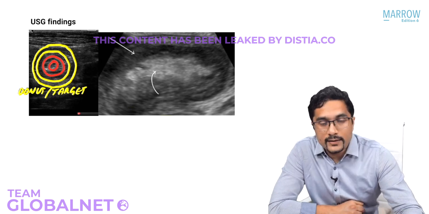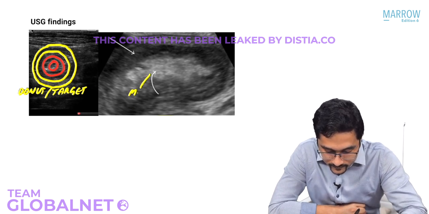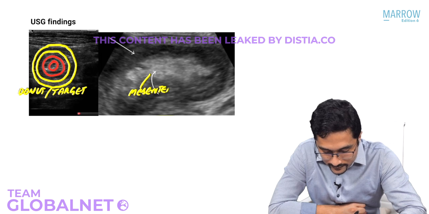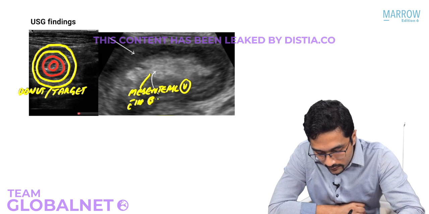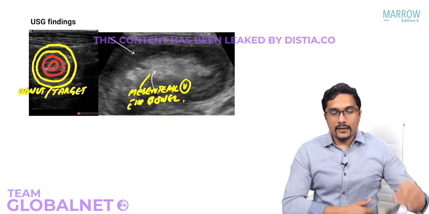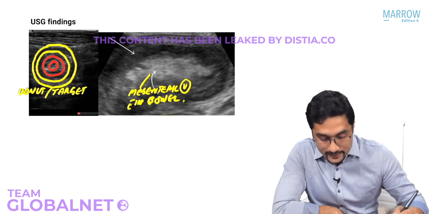This is the pseudo-kidney sign, and you will see the presence of mesenteric vessels. Mesenteric vessels within the bowel loop. Within bowel is again a telltale sign on ultrasound. The investigation of choice in adults is CECT.